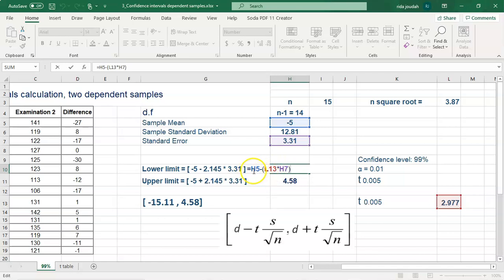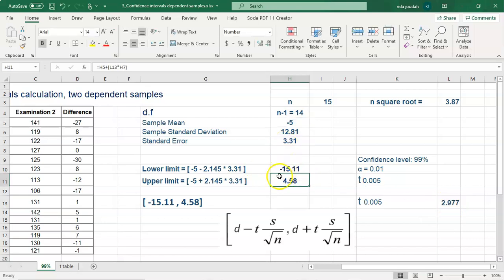The mean of the difference minus L13 here is the T value times H7. H7 is the standard error. And the value is minus 15.11. Same thing here, just we added the margin of error and we found the value of the upper limit equal 4.58. So now we come to our conclusion.